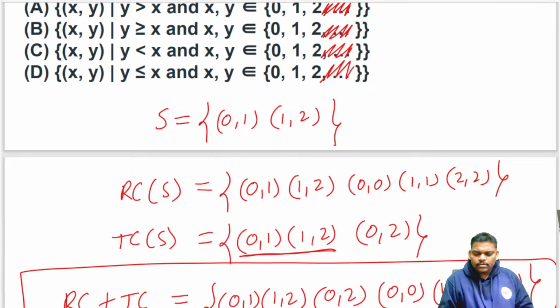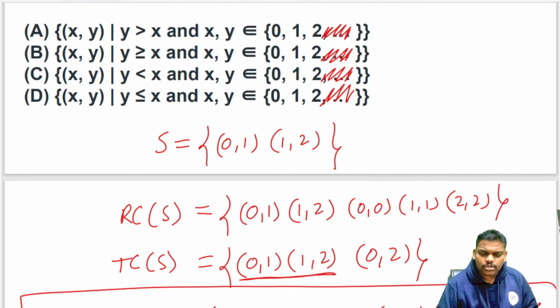Please check. So I think what is the answer? Let me check now. What is the answer? I think the reflexive transitive closure of the given relation S is equal to this one. If you observe clearly, equal pairs are also required. I think if you observe clearly the options, right?